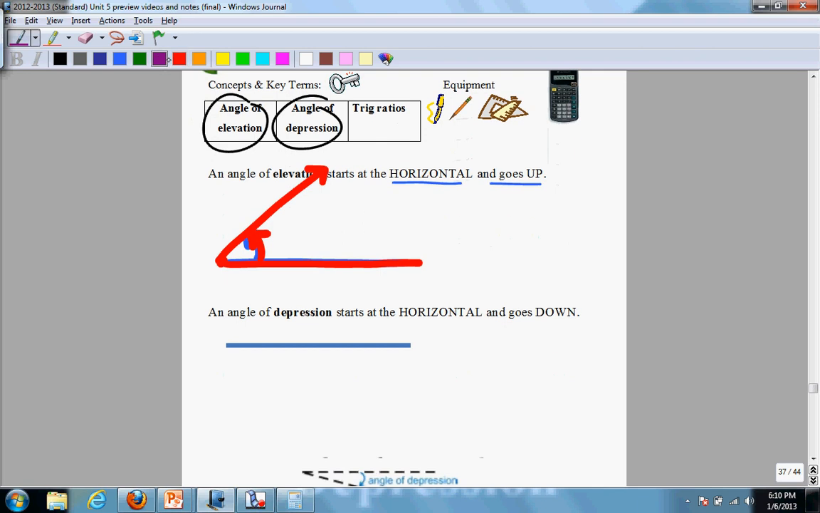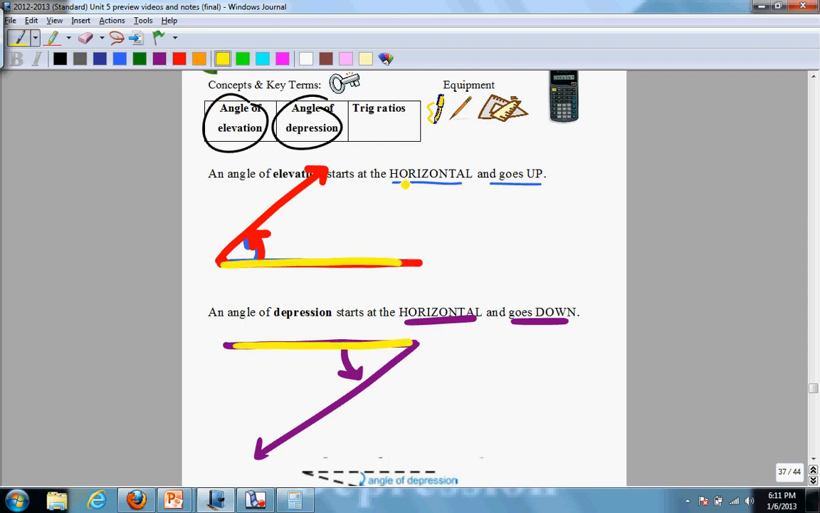Angle of depression starts at a horizontal line and goes downward. So start at the horizontal line. Now draw an arrow and go down. That would be an angle of depression. Starts at a horizontal and angles downward. Angle of elevation and depression. Notice both of these start, very important, at a horizontal.